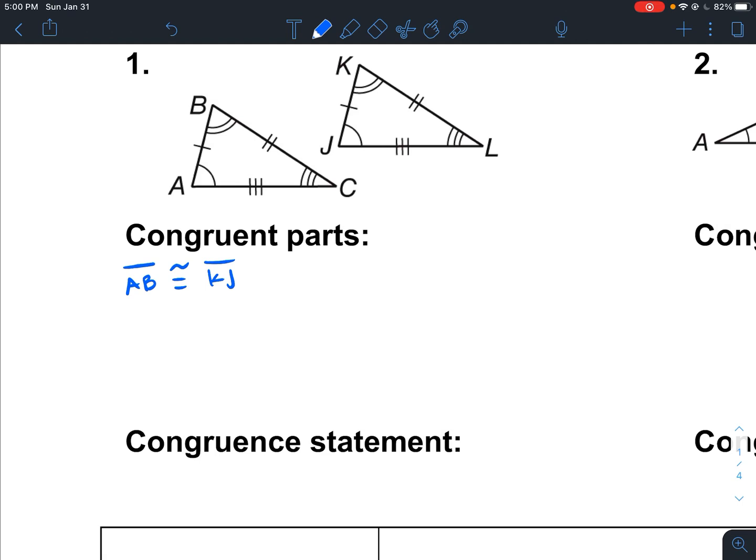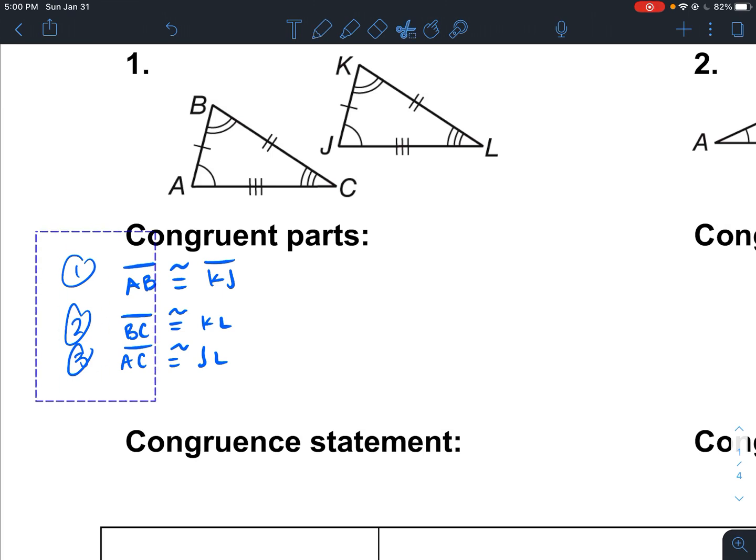So BC I know is congruent with KL because of the notation here, and then AC is congruent with JL. Okay, so that's 1, 2, 3. Those are just the line segments that we know are congruent.